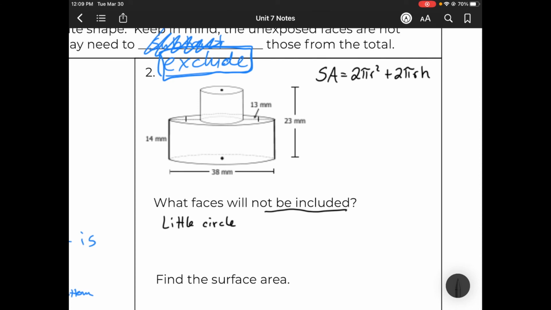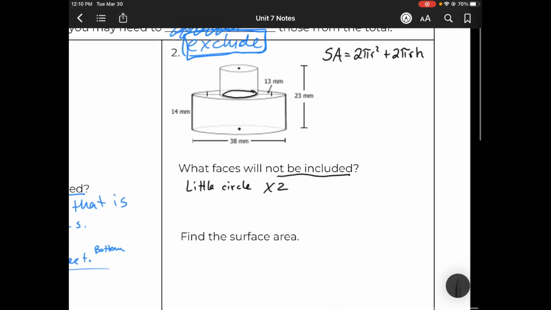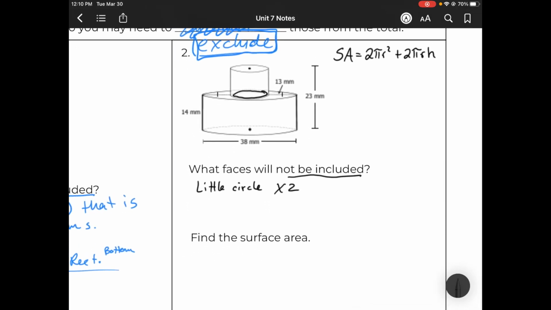Okay, and it's actually not included twice. All right, because it's not included as part of the little cylinder, we also need to subtract it from the big cylinder. It's like a hole cut out of the big cylinder. So this is kind of tricky, and this is, I think, the best way I can explain this.